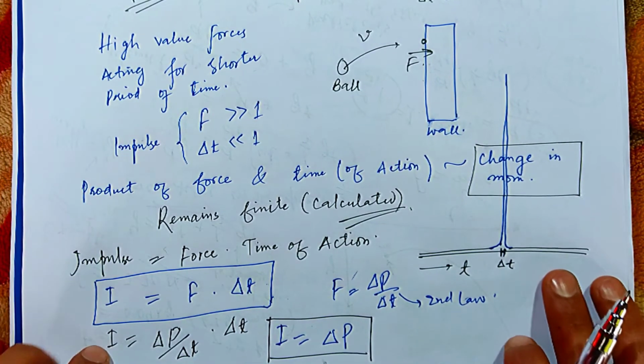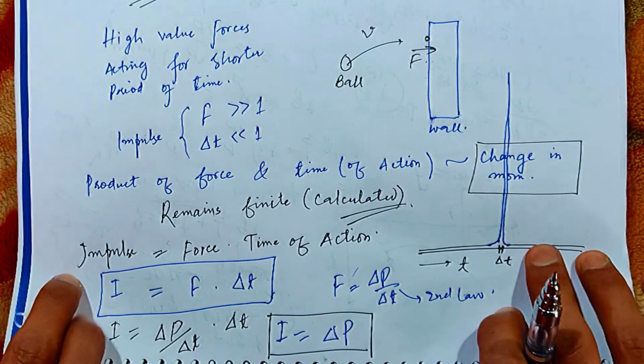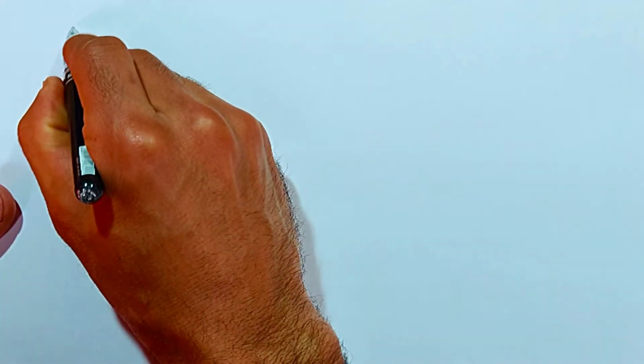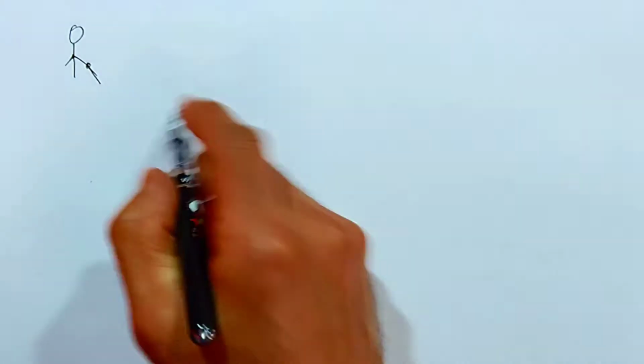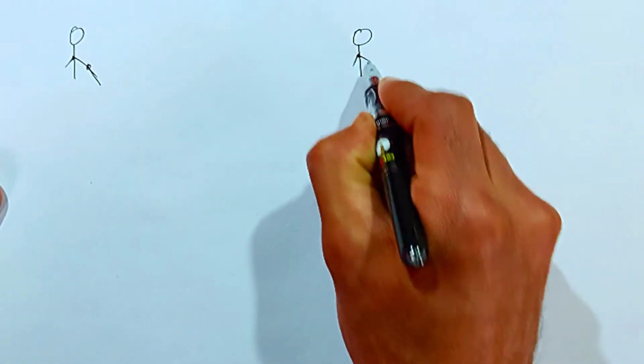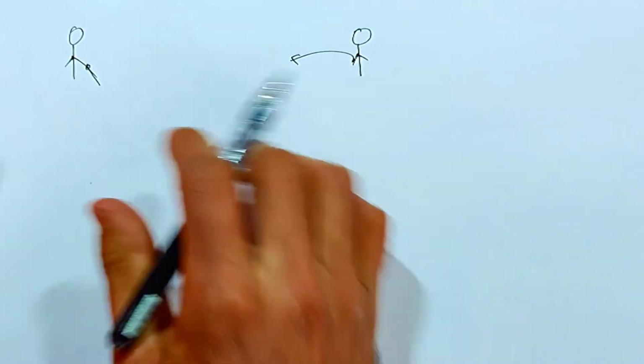From that, we can calculate the impulse. Fine. So for that, we will solve an example. We'll get clarified further by solving an example. Say, for example, there is a batsman. Here is a batsman with a bat inside his hand. A bowler here throws a ball towards him.